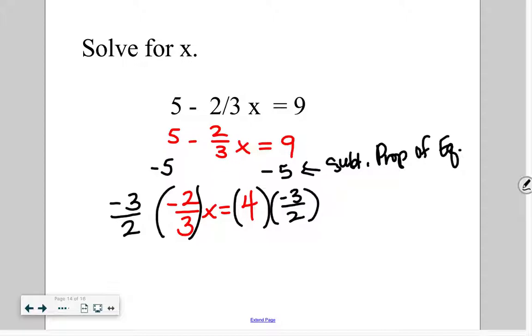You could multiply by 3 and do the multiplication property of equality. Then you could divide by a negative 2 and do the division property of equality. You could do that, but there's another property right now that you've been avoiding, and I'm making you do it right now. Go back to that yellow foldable with all of your properties in it. Because right now, these diagonals are going to cancel.